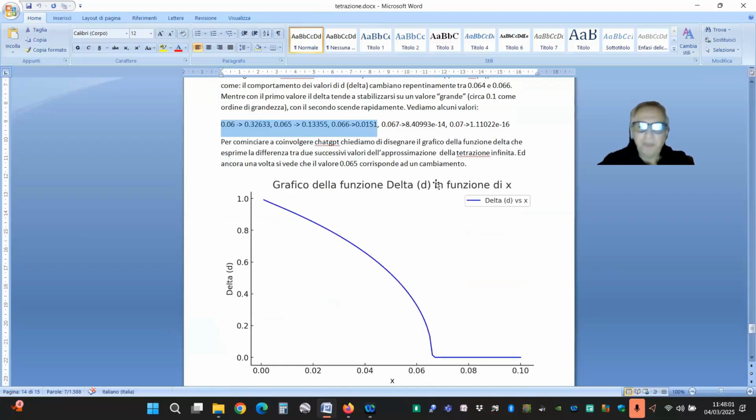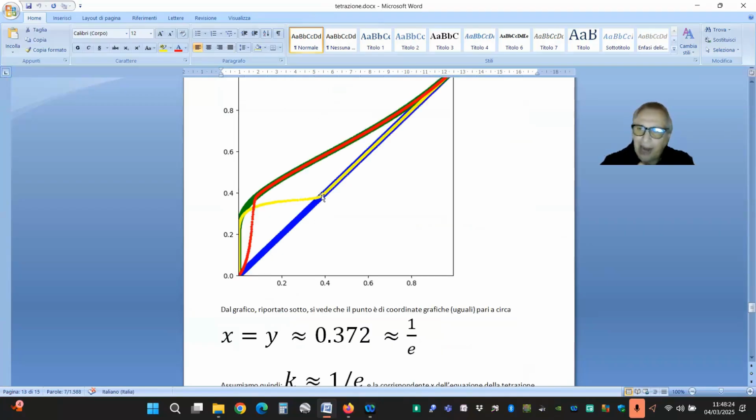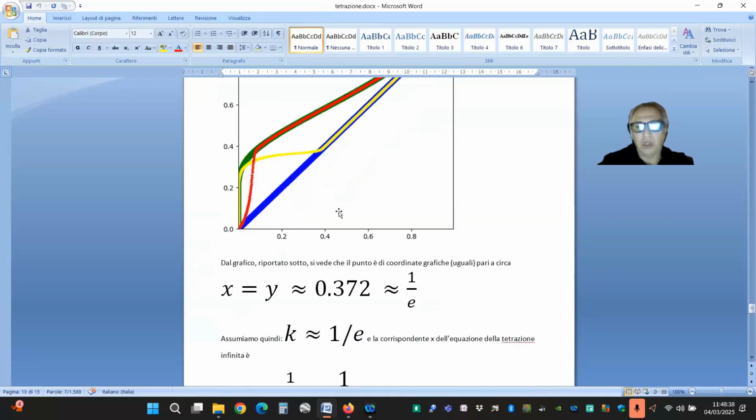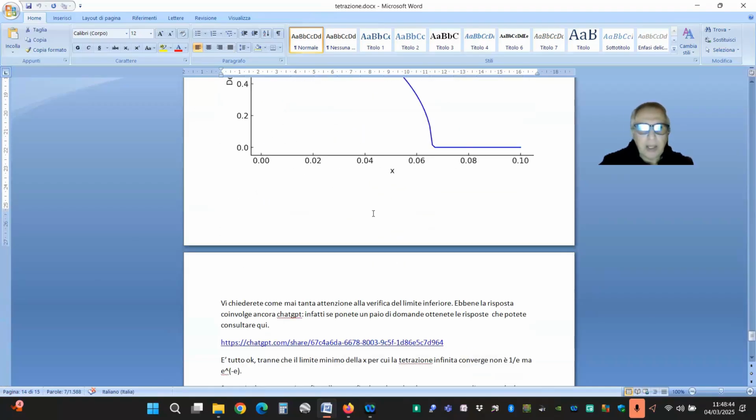The delta function expresses the variation between one step and the other, and we have this trend with a clear discontinuity at the point around 0.065. So we can confirm from a numerical and graphical point of view that this point, which in the graph of k corresponds to about 1/10 and in the graph of x corresponds to 0.065, entails a clear change in the function of infinite tetration. Very well. Now, why is all this important?